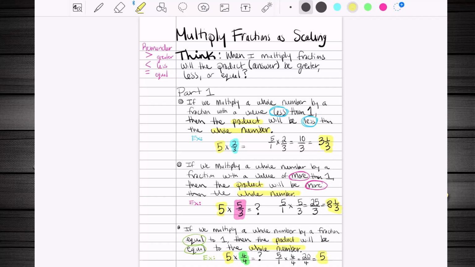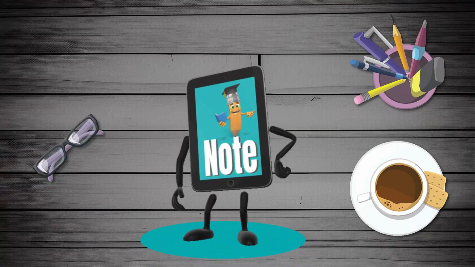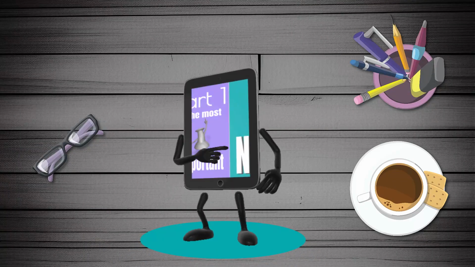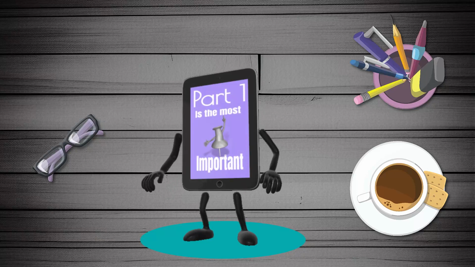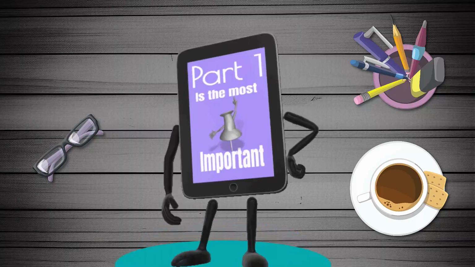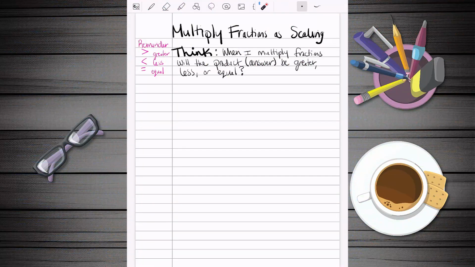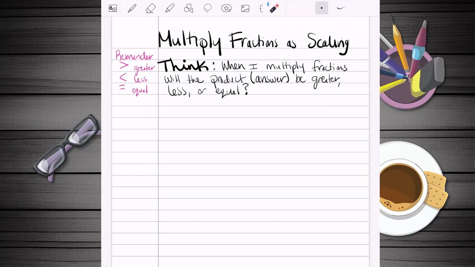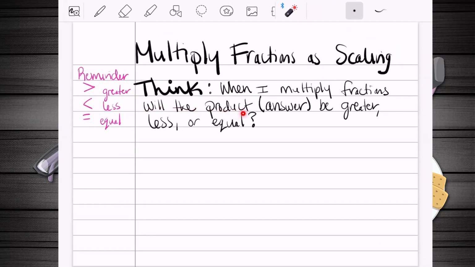We're going to jump into part 2. And this is a little bit above 5th grade standard, but I think you can handle it and that it's important. Part 1 is the most important part. You do need to know that. But we're going to add a little bit here because we are deep thinkers. So I want you to think, when I multiply fractions, will the product be greater, less, or equal to? We're going to look at 3 other situations.